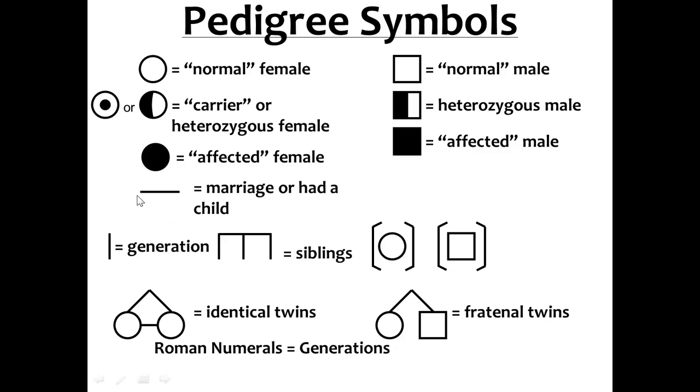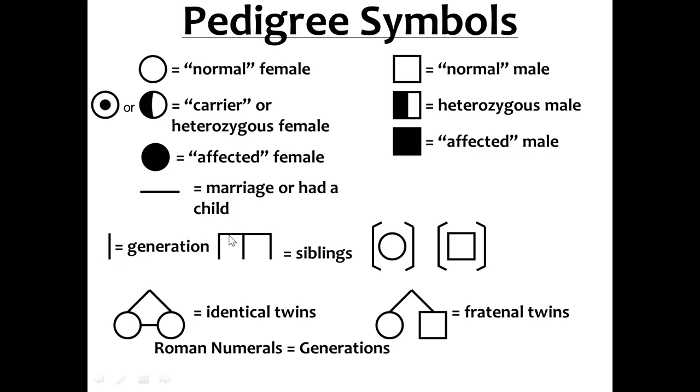This horizontal line right here means marriage or that you had a child. This vertical line right here represents generations. That means if you have a circle here and a square over on this side, connected with the line like this in marriage, and then a vertical line coming from that, it's saying that it's the next generation, or these are the kids that they had.